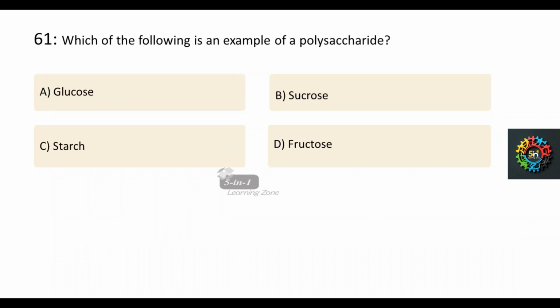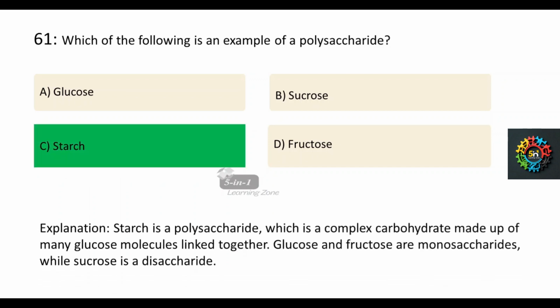61. Which of the following is an example of a polysaccharide? Answer: C. Starch. Explanation: starch is a polysaccharide, which is a complex carbohydrate made up of many glucose molecules linked together. Glucose and fructose are monosaccharides, while sucrose is a disaccharide.